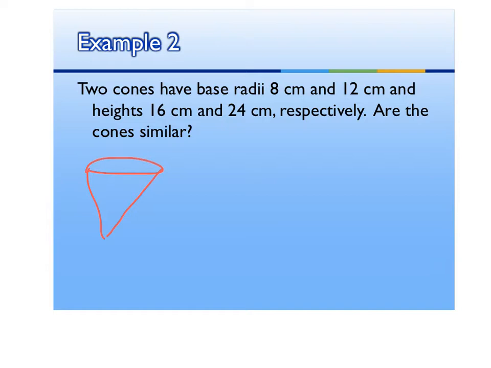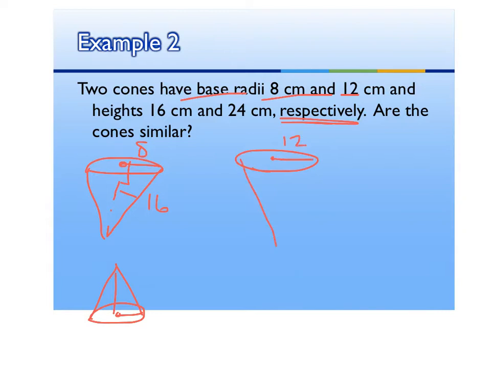Now, notice it says that 2 cones have a base radii of 8 centimeters and 12, and height 16 and 24 respectively. So this word respectively is telling me that the 8 and the 16 match, and the 12 and the 24 match. So this one has a radius of 8, and then it's got a height of 16. Now, if you wanted to draw your cone this way, you could draw it up and down this way. It doesn't really matter. So then here I've got my other cone, and it's got a radius of 12, and this height is 24. And again, they're not drawn to scale.